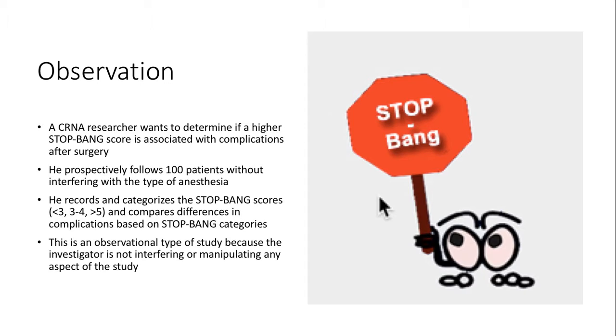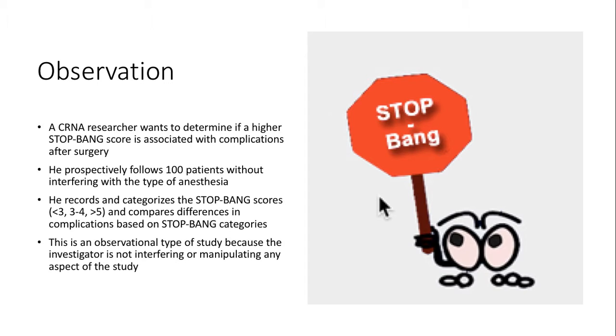Another way that we most commonly see when you hear about observation is what's called observational or descriptive studies. For example, a CRNA researcher wants to determine if a higher STOP-Bang score is associated with complications after surgery. And so he prospectively follows 100 patients without interfering with the type of anesthesia. He simply enrolls the patients in the study, collects some baseline data, and then tracks them throughout their course during the perioperative period, and just records what happens without any manipulation.